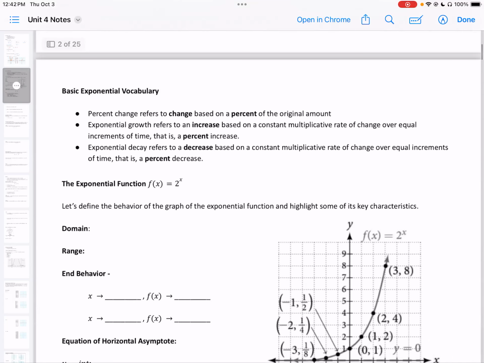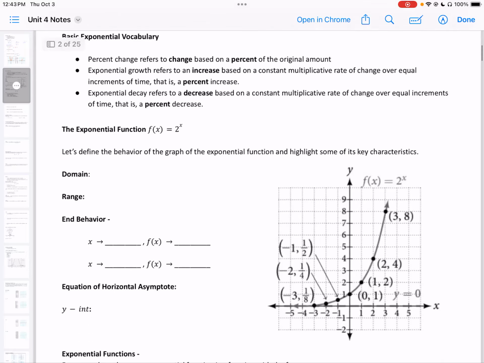Let's talk about some basic exponential vocabulary. We talk about percent change. That refers to change based on the percent of the original amount. We talk about an increase in exponential growth when it's multiplicative, so it's doubling or tripling or something like that. Decay is decreasing by that rate, so we're cutting it in half or cutting it in fourths.